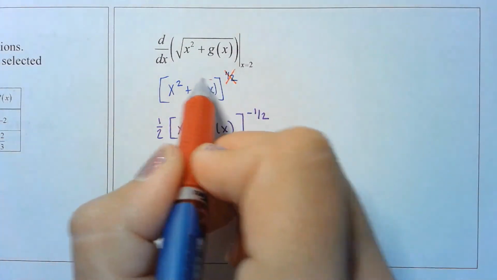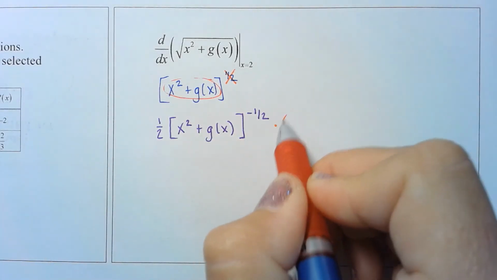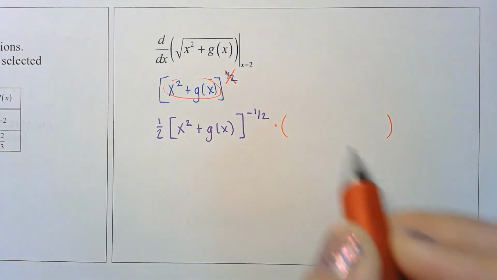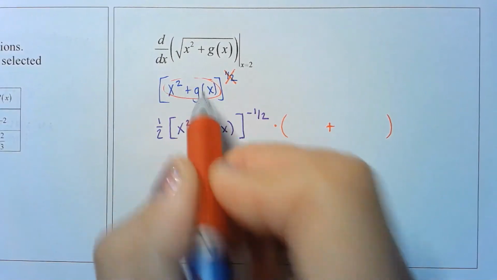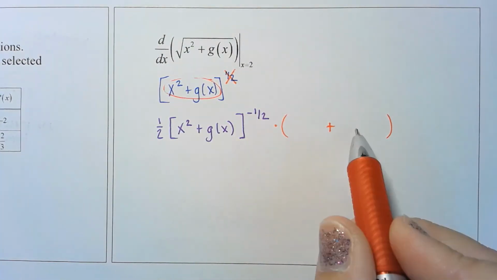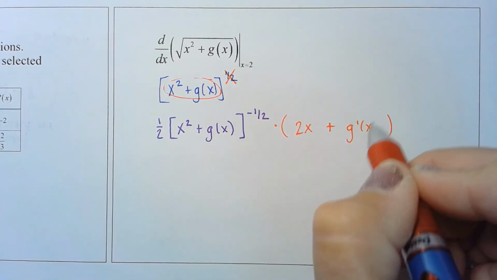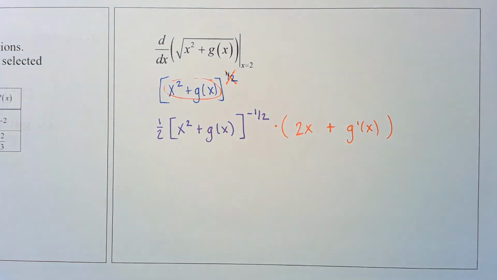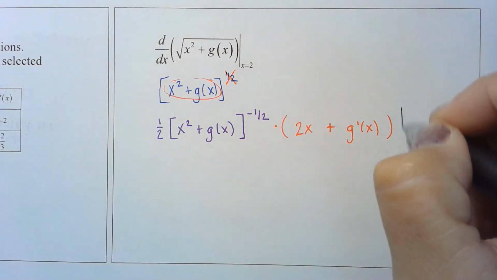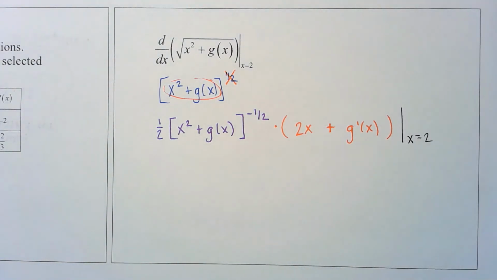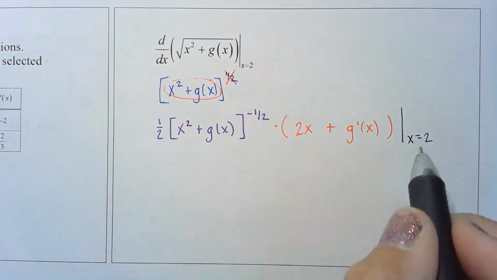Took care of that. Now we need to multiply by the derivative of the inside. The inside has 2 terms, so we better make sure we multiply by that whole thing. So the derivative is 2x plus g prime of x. We want to evaluate that when x equals 2. All right, so let's go plug in a 2 for every x.